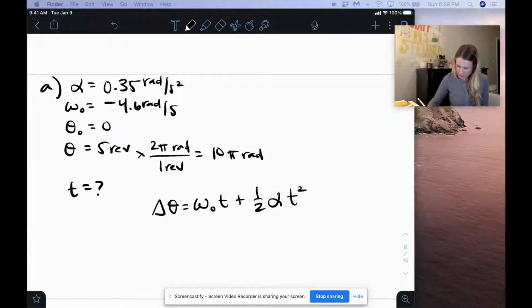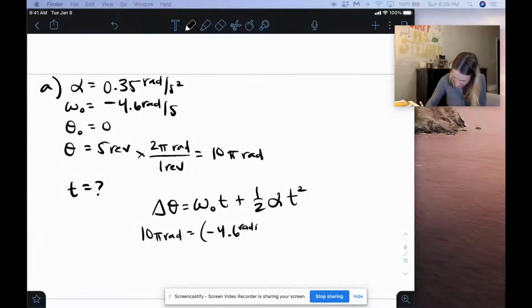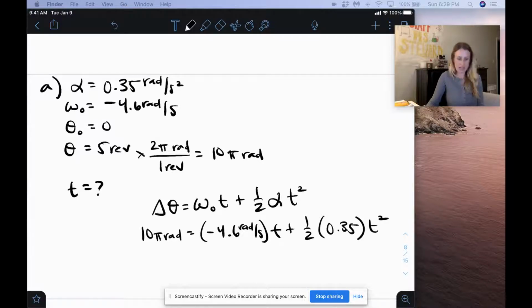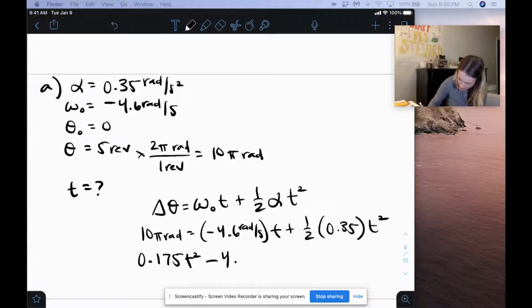So here we get final minus initial for our angular position. So that is 10 pi radians equals our initial angular velocity of negative 4.6 radians per second times time plus 1/2 angular acceleration, 0.35 radians per second squared, times time squared. So this is a quadratic. I'm going to multiply 0.35 by 1/2 and then rearrange a little bit. So I get 0.175 t squared minus 4.6 t plus 10 pi, which is 31.4, is equal to 0.